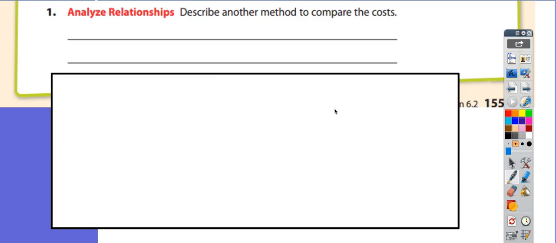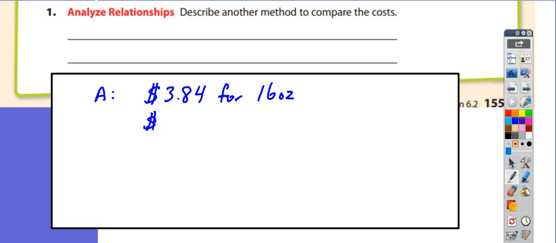So if you go back up to the table, let's kind of pretend that we didn't have that table. Let's just pretend we only had the sentences at the top that states that with brand A, it was $3.84 for 16 ounces. Or a different way to write that, which would be even more mathematical, would be to write it as $3.84 over 16 ounces. And I want to remind you that if we set it up like that, then that actually tells us how to divide. The numerator, when we write it as a fraction, can be the dividend.